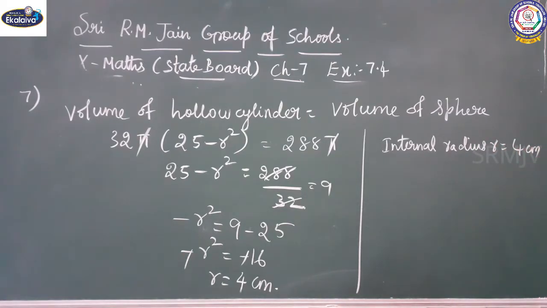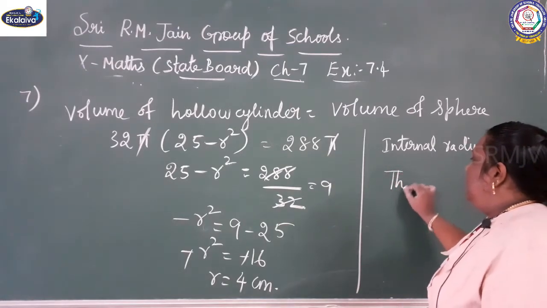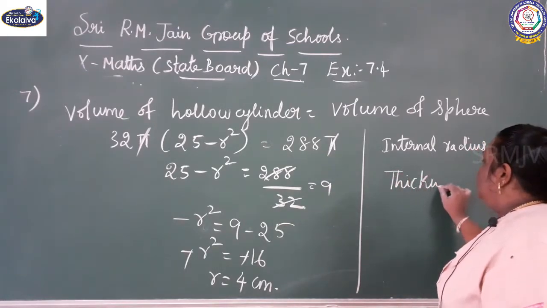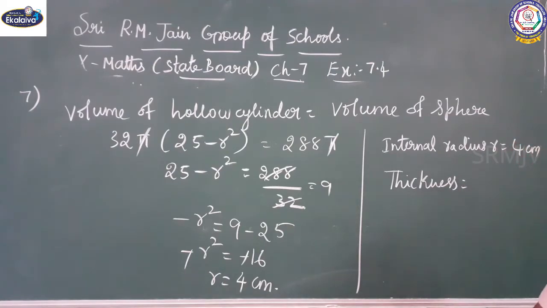Find the thickness. What is the formula for thickness? Thickness equal to external radius minus internal radius, that is capital R minus small r. Capital R is 5 minus 4. So thickness equal to 1 centimeter.